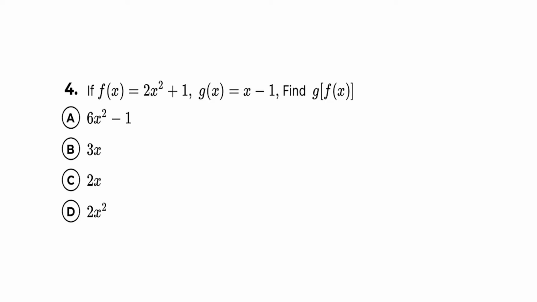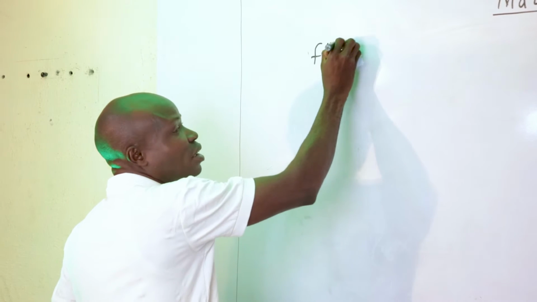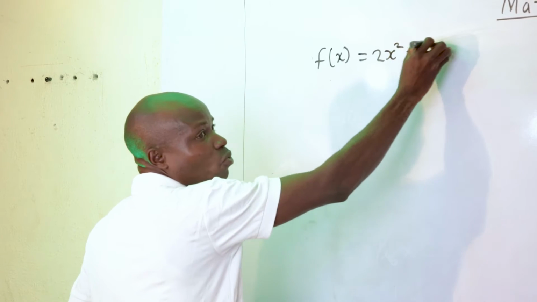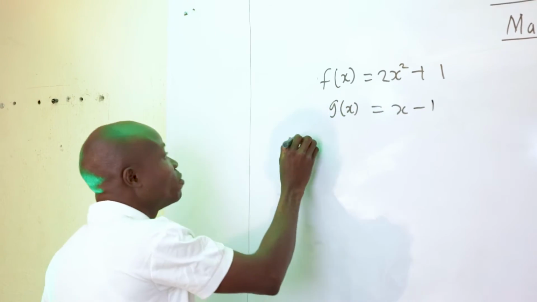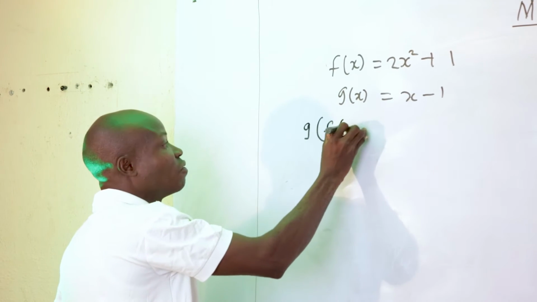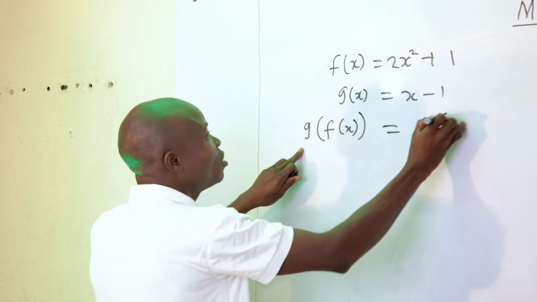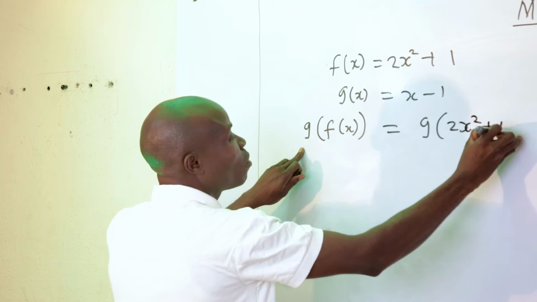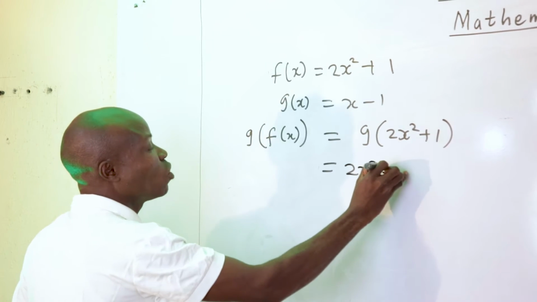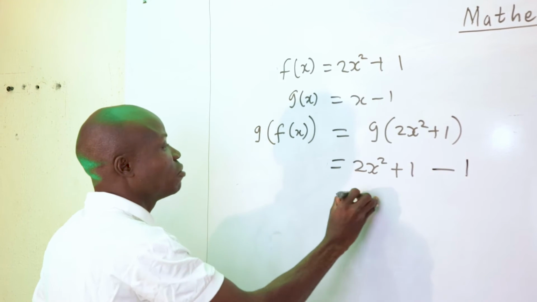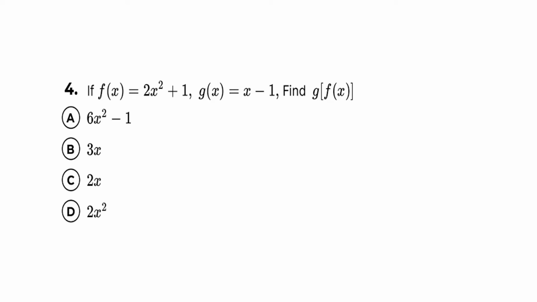If f of x equals 2x squared plus 1 and g of x equals x minus 1, find g of f of x. F of x gives us 2x squared plus 1, and g of x is x minus 1. To obtain g of f of x, that's the same as writing g of 2x squared plus 1. In that case, we have 2x squared plus 1 minus 1. The result gives us 2x squared, which tells us that the correct option among the options given is option D.